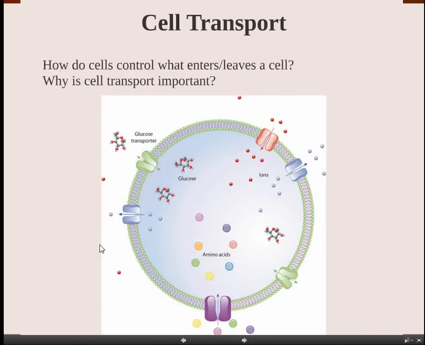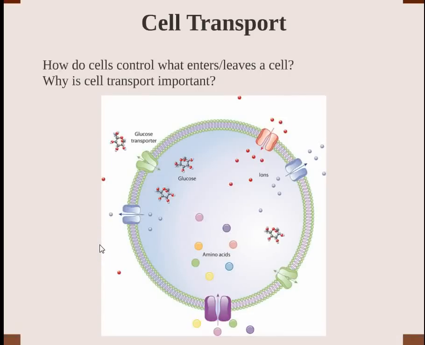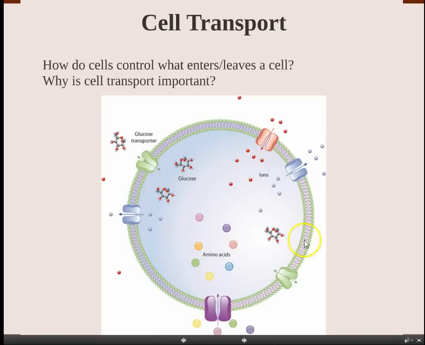Hello, people of science. We are going to talk about cell transport. Hopefully, we're going to answer those questions of how do cells control what enters and leaves the cell, and why is this actually even important? Why are we learning about this? So here's kind of a diagram, obviously a rough schematic of a cell, but you can see things are moving in and out. Whether it's glucose or amino acids, a cell needs to regulate that. That's what this is all about.